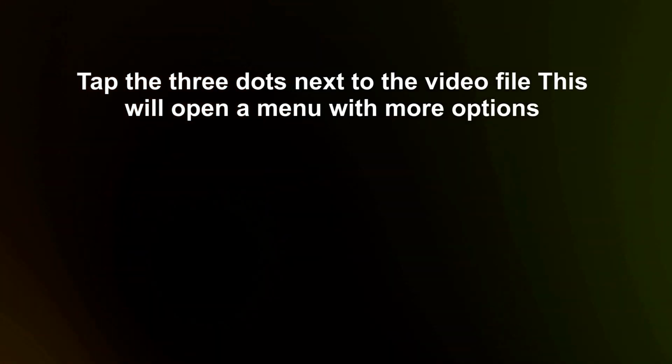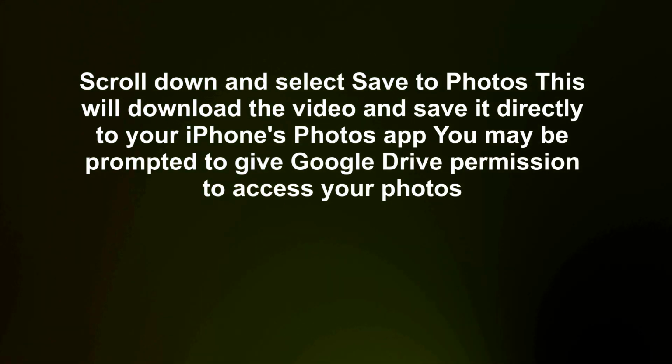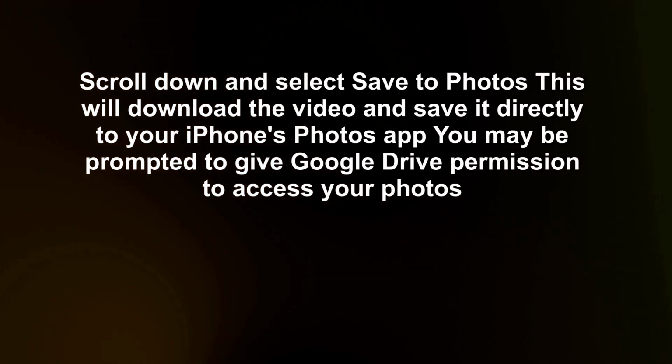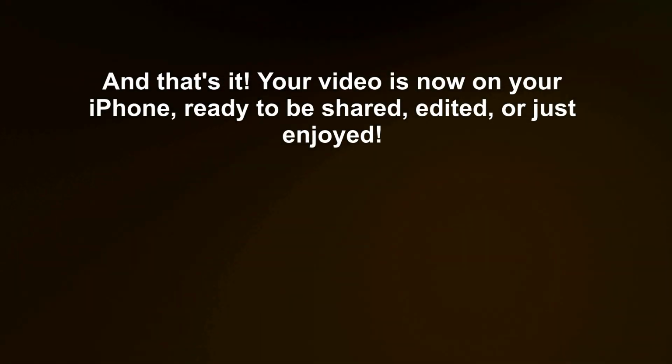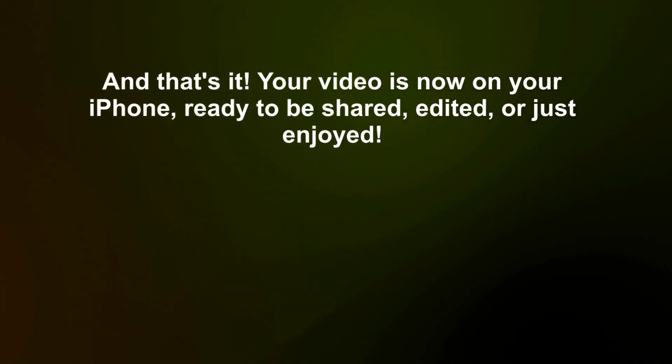Tap the three dots next to the video file. This will open a menu with more options. Scroll down and select Save to Photos. This will download the video and save it directly to your iPhone's Photos app. You may be prompted to give Google Drive permission to access your photos. And that's it. Your video is now on your iPhone, ready to be shared, edited, or just enjoyed.